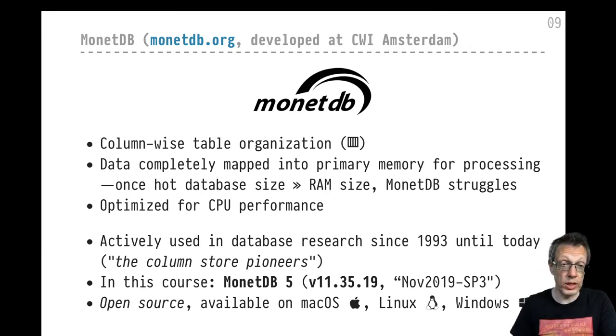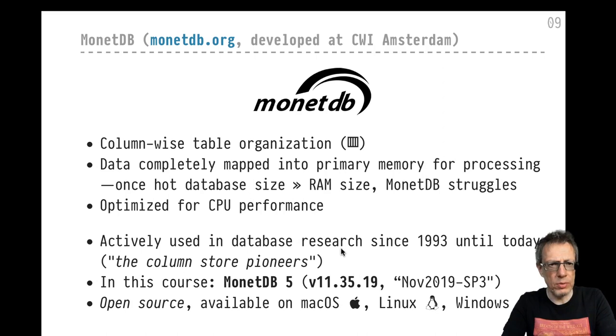We will be using MonetDB 5 during this course. You'll see the particular version number I'm running here. Any recent version of MonetDB will probably work. We will provide you with support and assistance to get MonetDB 5 up and running on all of these operating systems.